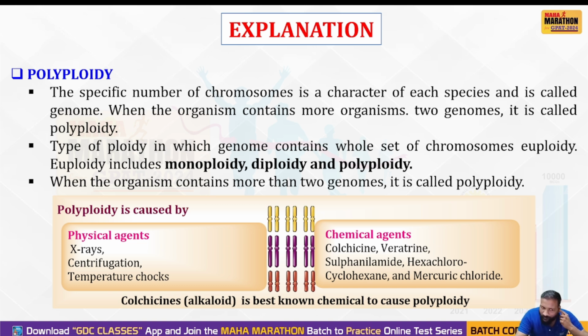For polyploidy, there are some reasons or agents: X-ray, centrifugation, temperature shocks, and other chemicals like colchicine, veterin, sulfonamide. All these cause polyploidy. But the alkaloid colchicine is the best known for causing polyploidy. You should remember, colchicine is the best example or best chemical to cause polyploidy.